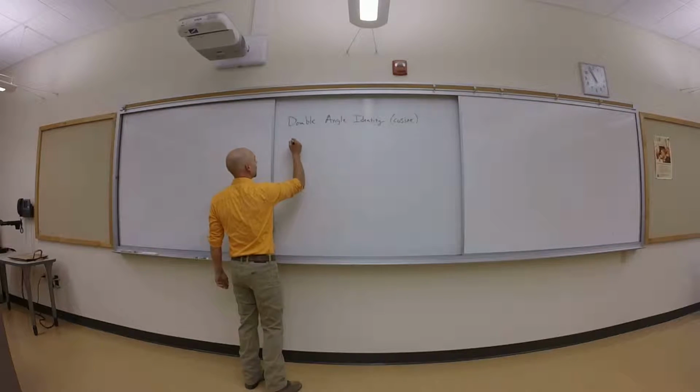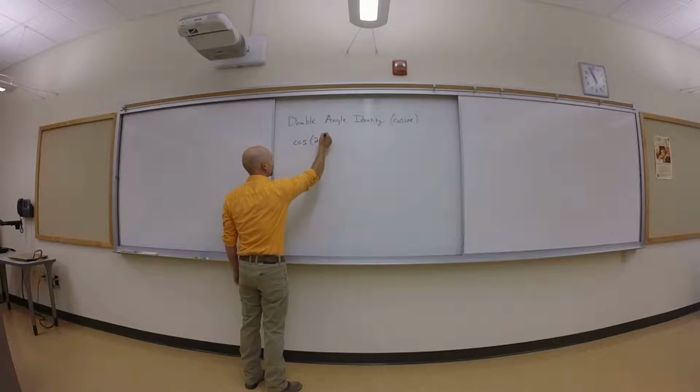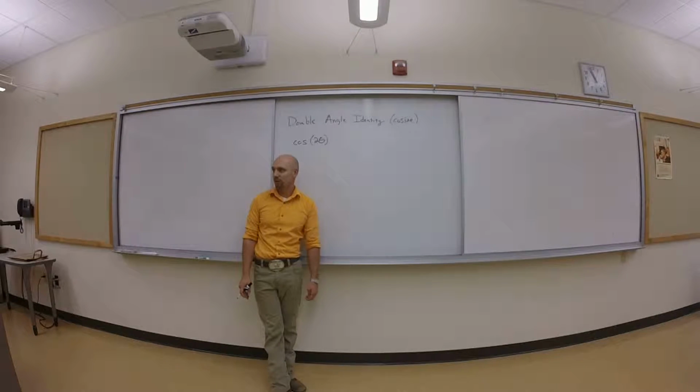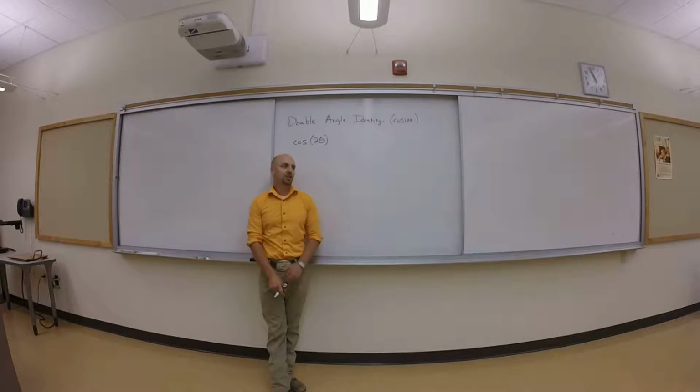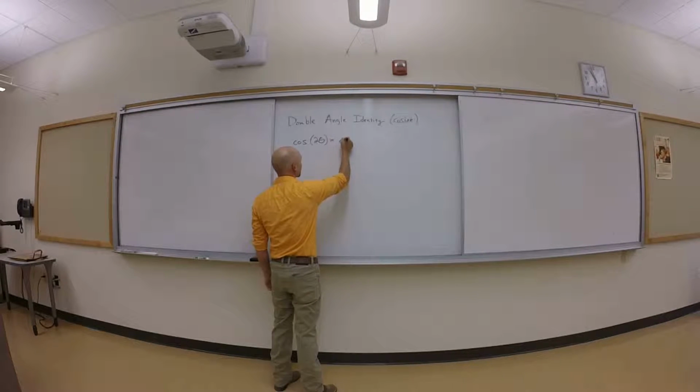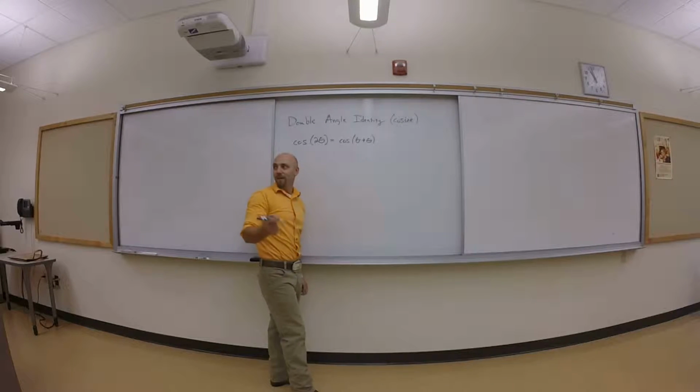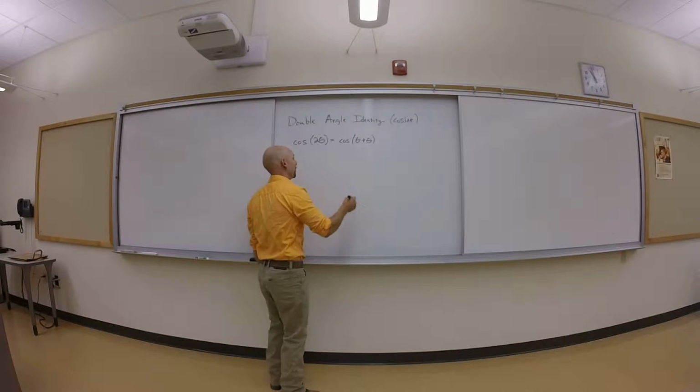Okay? So what I'm looking for is cosine of 2 theta is some stuff. If you double an angle, you should be able to figure something out about the cosine. How can I think about this in terms of something I already know? If you double an angle, what's that the same thing as? Adding it to itself, right? So cosine of 2 theta is the same thing as cosine of theta plus theta. Okay, so now I can apply the sum of angles identity that I already have from the other day.